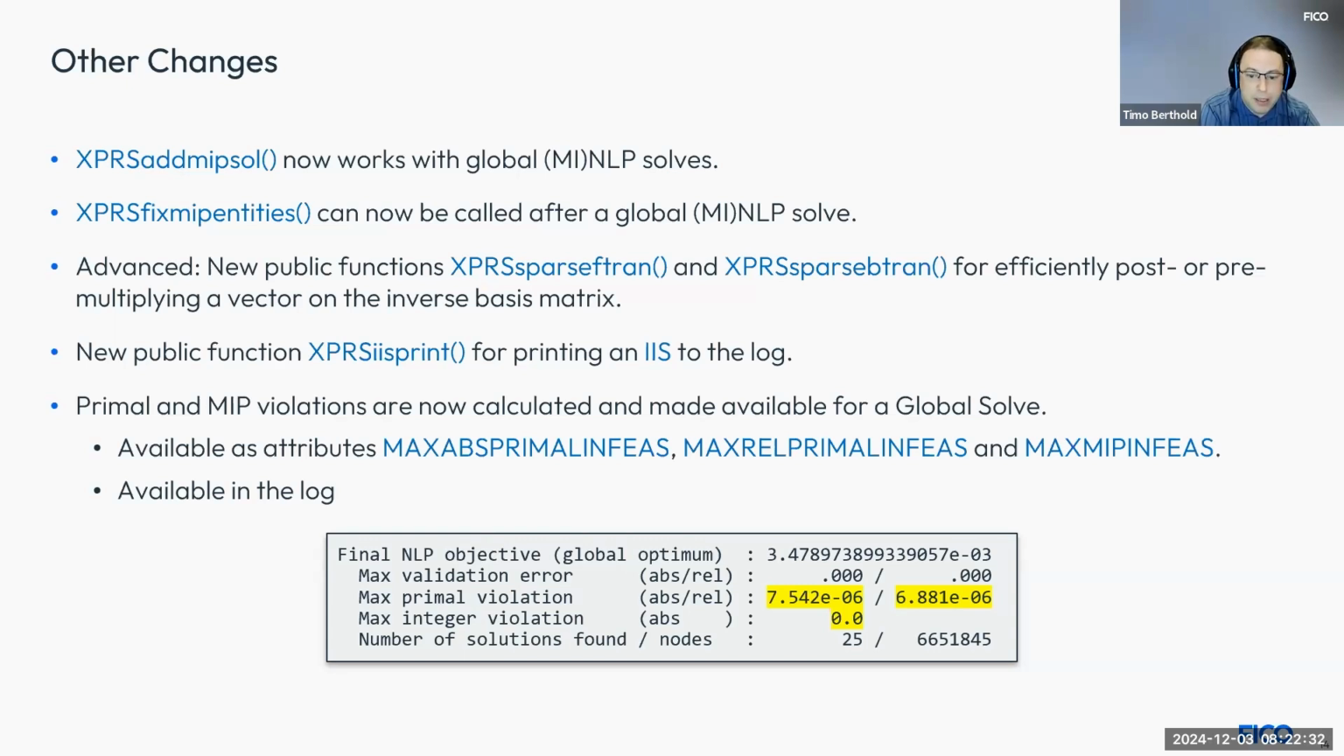And then finally, primal and integer violation are now also printed in the log for global solves. Previously this was exclusive to MIP solves. Now also for nonlinear solves you would get this information about primal and integer violations. So I think what you can see here is that one theme of the slide is that with the global solver, you can now do almost everything that you can do with the MIP solver. We are closing the remaining gaps in functionality that is offered for global MINLP solves.